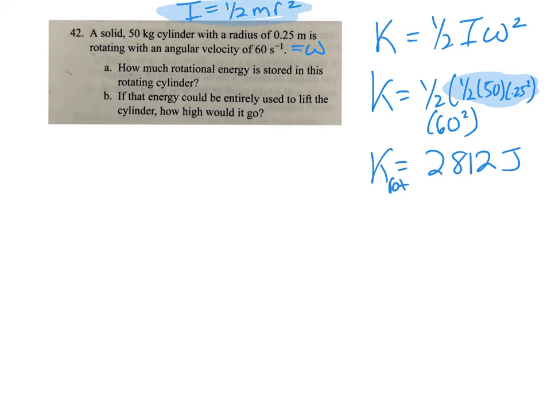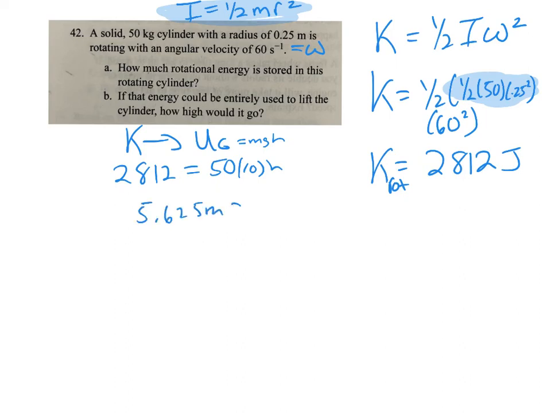Now, if that energy could be entirely used to lift the cylinder, how high would it go? Well, this is just old kinetic energy converting into potential energy. So we have 2,812 joules, and we're going to convert that into potential energy. So mgh, 50 times 10 times h, and we're going to divide that by 500. So it would go 5.625 meters into the air if you can convert it all into potential energy.